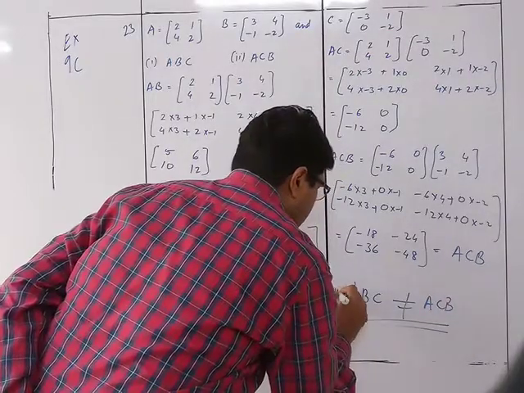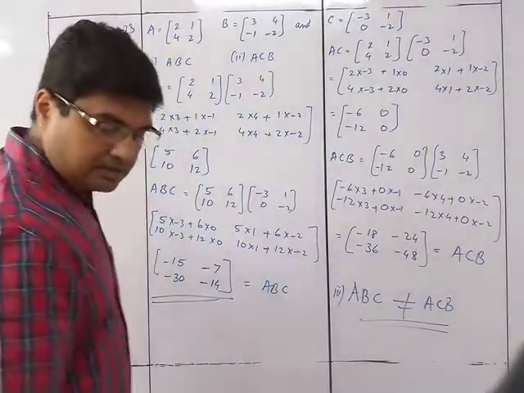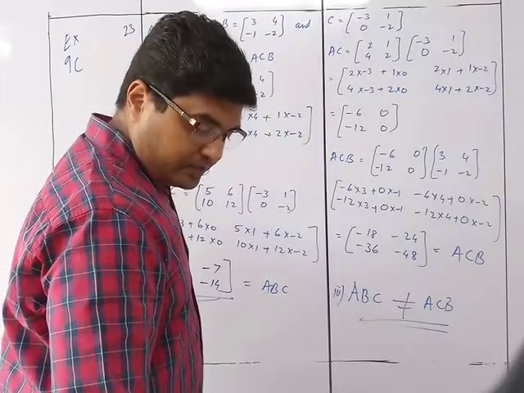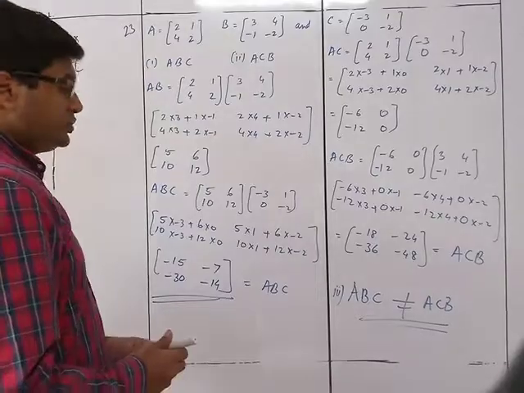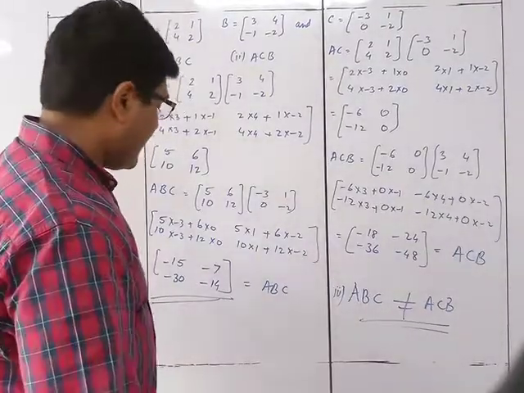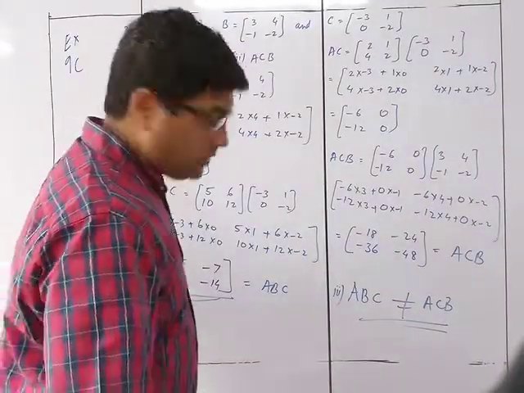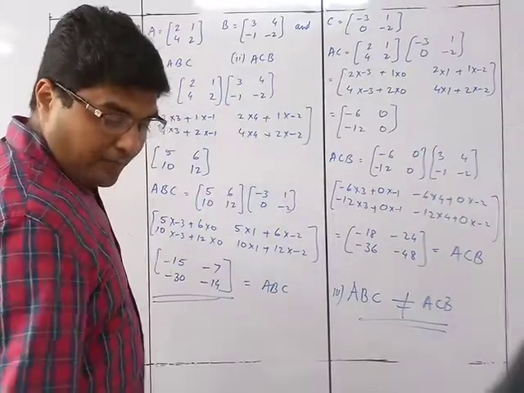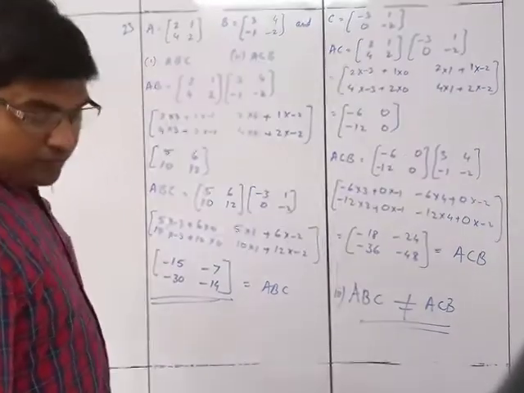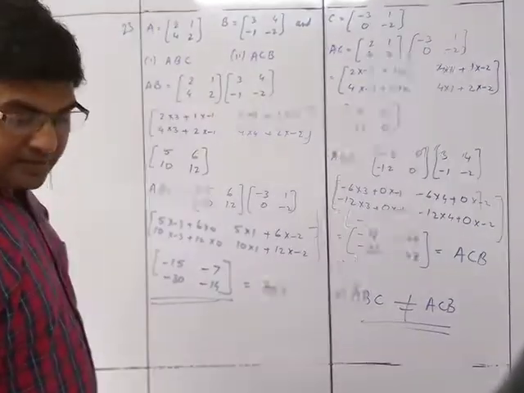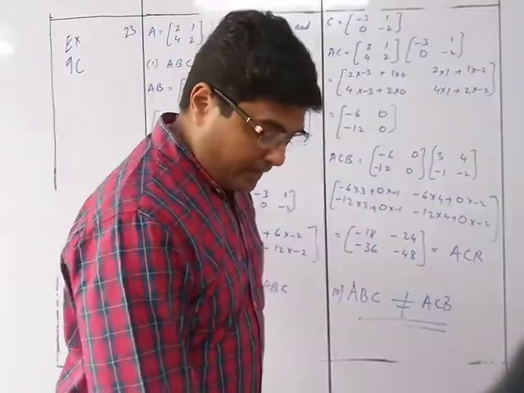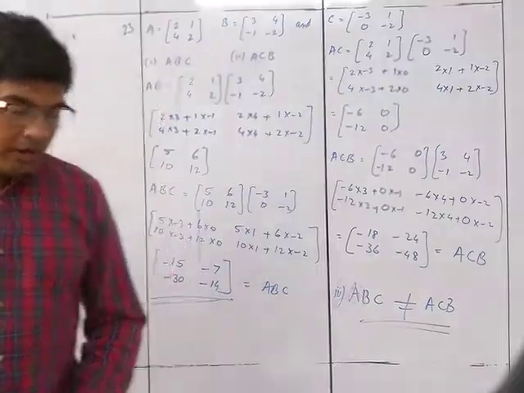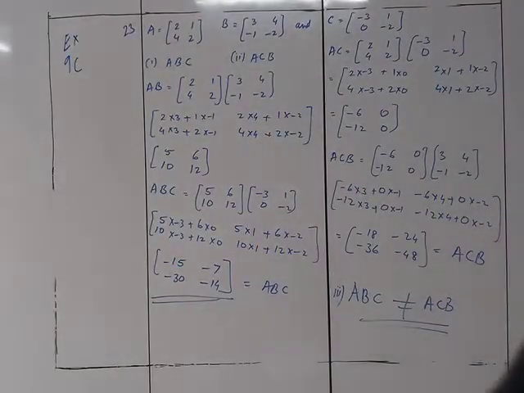That's the third part, where he asked us to state whether ABC is equal to ACB. So it's not equal. The value of ABC is minus 15, minus 30, minus 7, minus 14, and ACB is minus 18, minus 36, minus 24, minus 48. That was sum number 23. We move on to sum number 25.